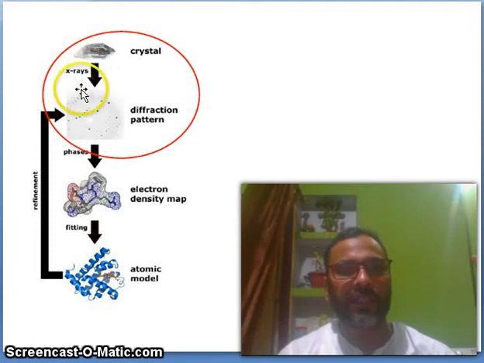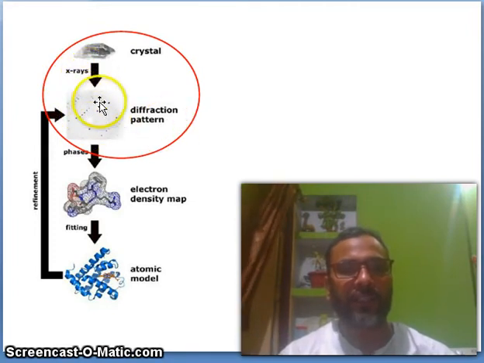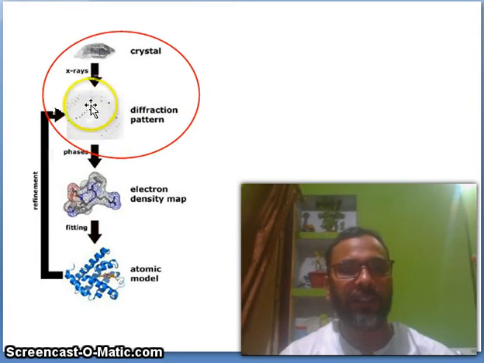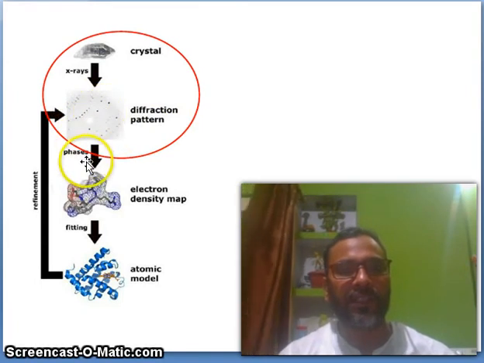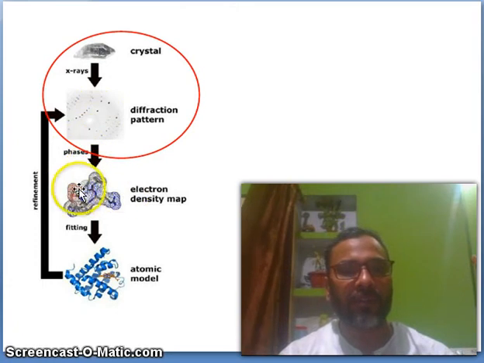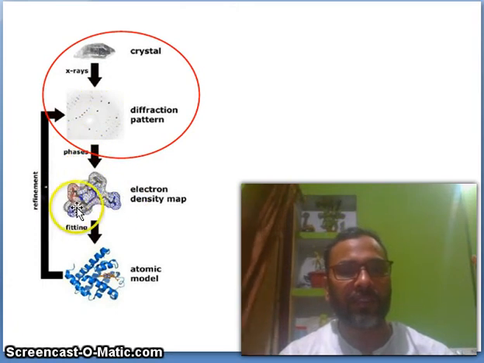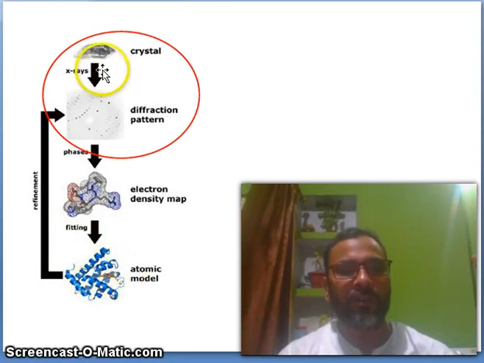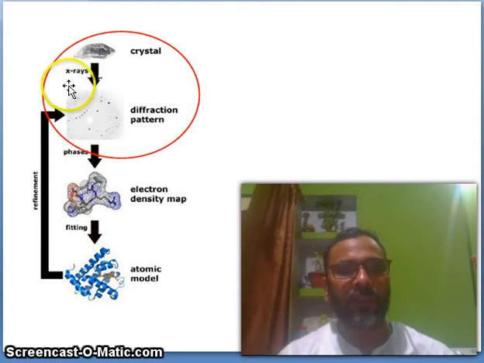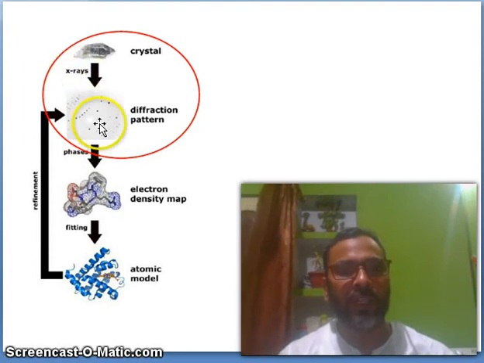Then with X-rays, you will get the diffraction pattern. This is the diffraction pattern. Then change the phases, and you will get the electron density map. You see the electron density map. Then fitting, you will get the atomic model. The X-ray you will do with the help of a machine. From here to here you can define bits.